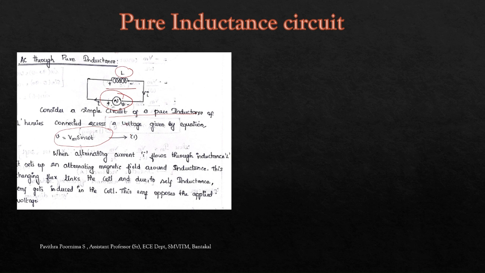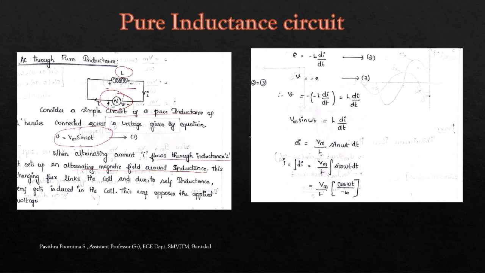Since it is a coil, we consider a magnetic field. When alternating current I flows through the inductance, it sets up an alternating magnetic field around the inductance. So an EMF will be induced in the coil, and this EMF opposes the applied voltage. So what we write is V, the applied voltage, equal to minus E, because whatever EMF is induced opposes the applied voltage. For that concept, V equal to minus E.